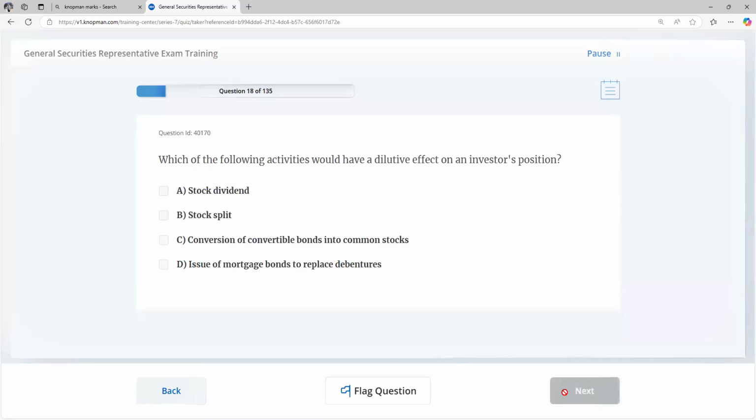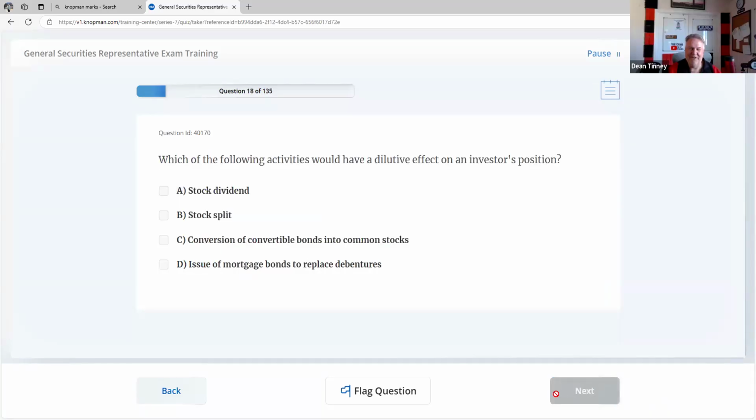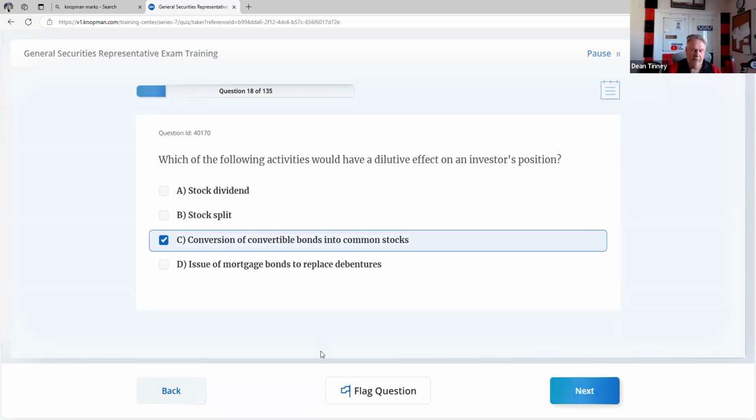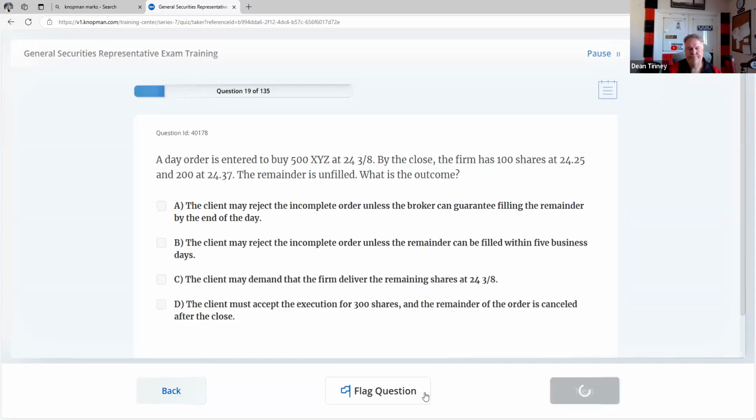Oh, don't say that. Which of the following activities would have a dilutive effect on an investor's position? I like this one. Wouldn't that be the conversion of the convertible? Yeah. In A and B, everybody gets more stock, so we all are still in the same place. Convert, the share count goes up.